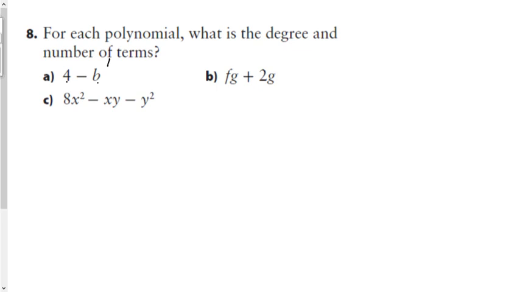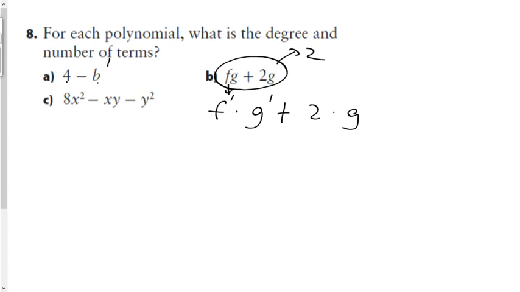Question B. Mike, how many terms? 2. Degree of the entire binomial is not 1. Shirzad, what do you think? Why? Correct. The f is a variable. So really, if I said it's f times g, that's what fg is. F times g plus 2 times g. Exponent on the f is 1. Exponent on the g is 1. So therefore, fg has a degree of 2. The second term has a degree of 1. The entire binomial, therefore, has a degree of 2 based on only its highest degree term.